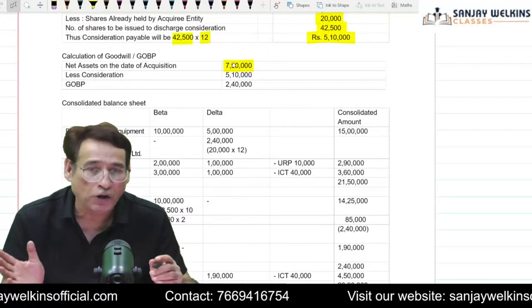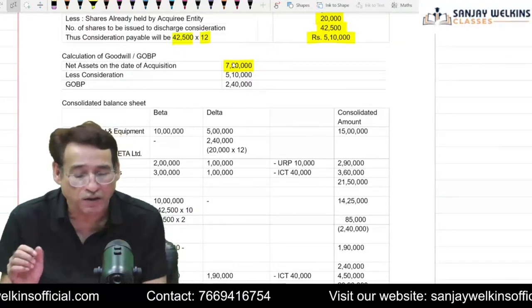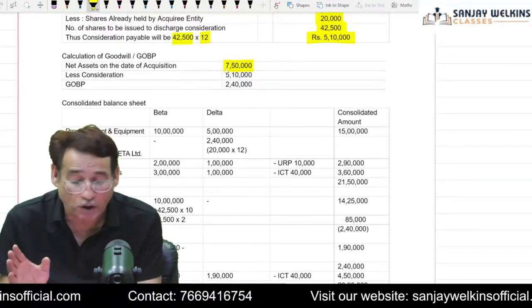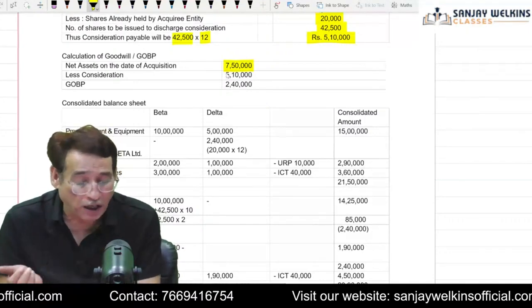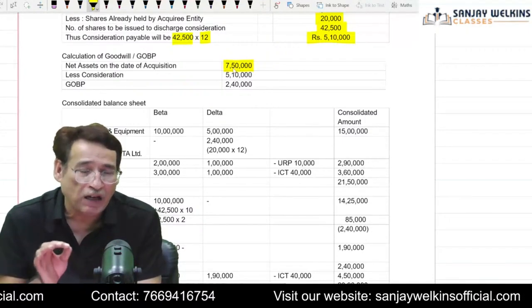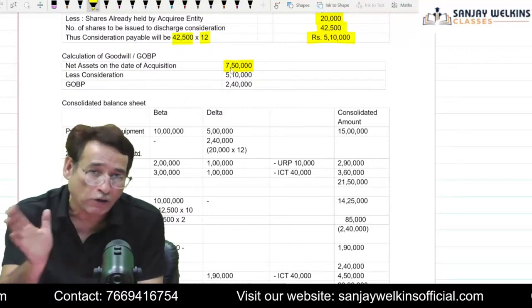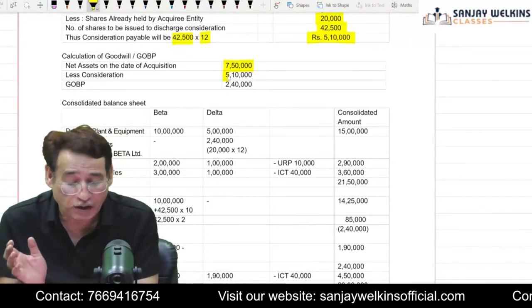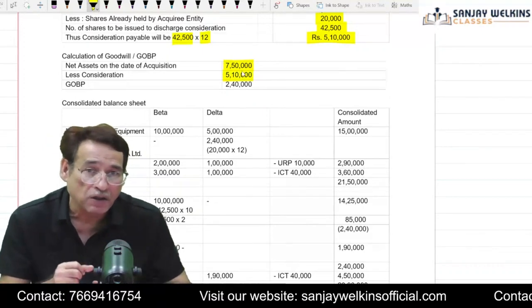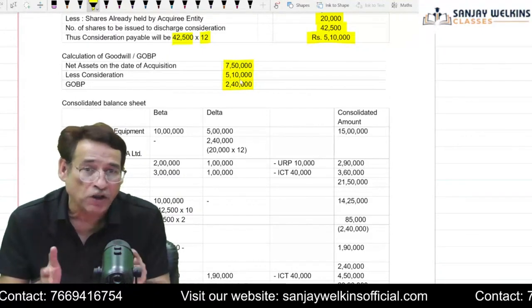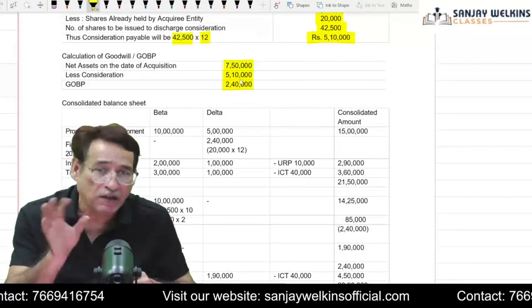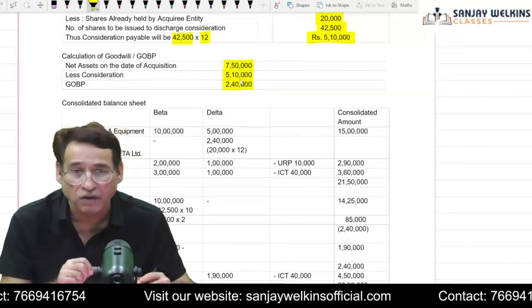Are you getting my point or not? There is no non-controlling interest holder. So that means all the share belongs to us. That means the entire 7,50,000 worth of assets on the date of acquisition belongs to the acquirer entity. Then we will compare it with the amount of purchase consideration. We get gain on bargain purchase because the amount of consideration is lesser than the net assets. Is it clear to you?